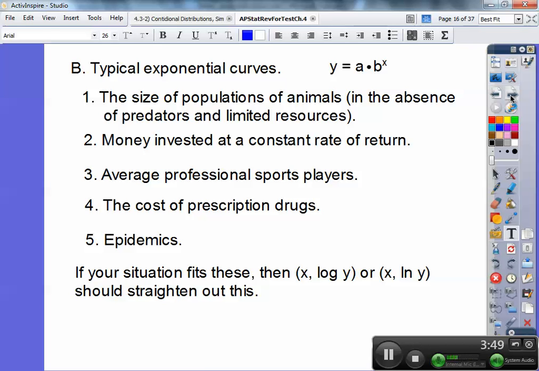straighten it out. We haven't done an ln y, but it's the same thing, you guys. You get the same r squared and everything and the same predictions. But just stick with logs.